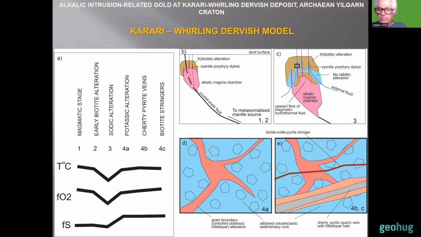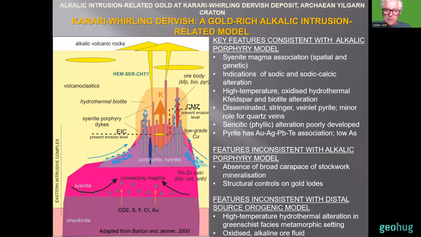However, it was superseded by more fundamental fracturing, which led to the formation of cherty grey quartz pyrite veins with their enriched selvages and the biotite-pyrite-rutile stringers, both of which introduced high-grade gold into the deposit. There's a schematic diagram or cartoon of the model for Karari-Whirling Dervish, in which the present erosional level in the eastern intrusive complex and the central mineralized zone is shown by the dotted black line.